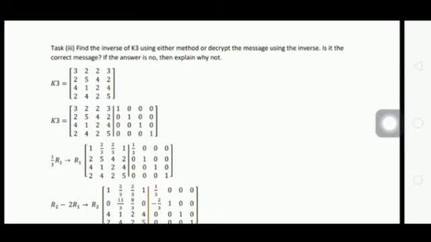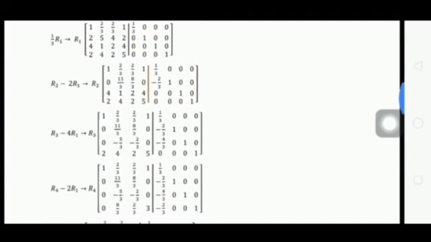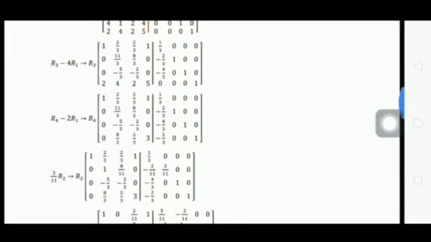Okay, for task 3, we need to find the inverse of K3 using either method and decrypt the message using the inverse. First, we need to write the augmented matrix. Next, we make a pivot for row 1 by multiplying it with 1 over 3. Next, multiply row 1 with 2 and subtract it from row 2. Then, multiply row 1 by 4 and subtract it from row 3. Next, multiply row 1 by 2 and subtract it from row 4.